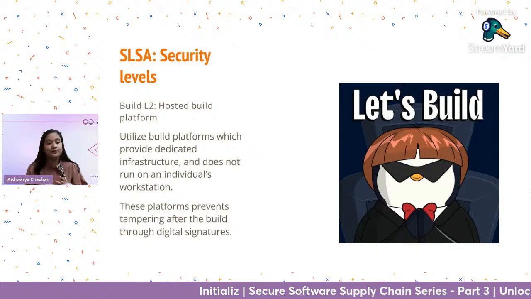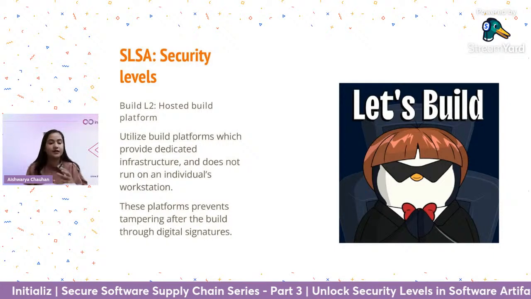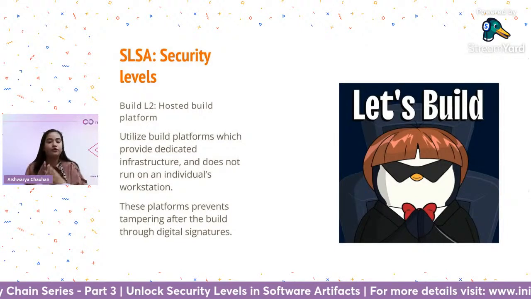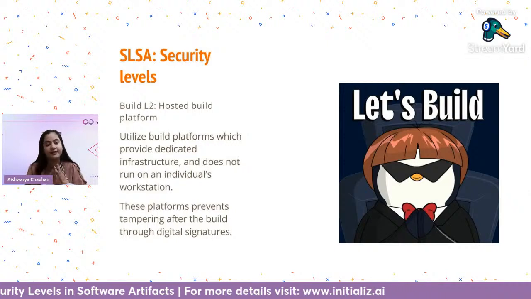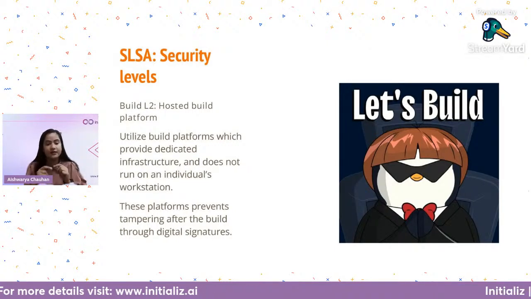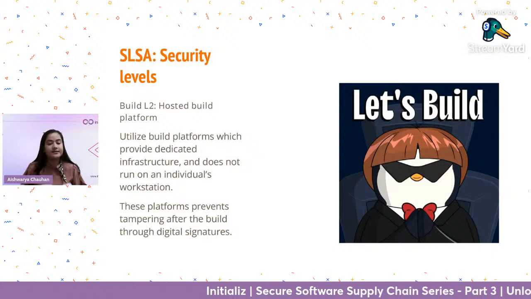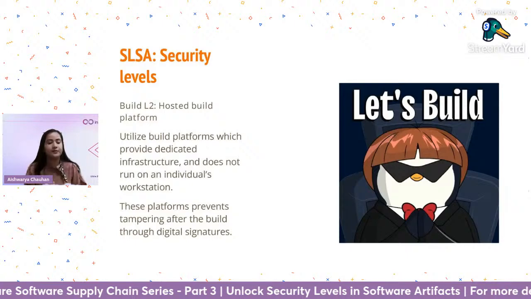Level 2 is built on level 1. It uses build platforms, so it cuts the hassle and you don't have to worry about it. The build platforms provide dedicated infrastructure and digital signatures. These digital signatures make sure tampering is not taking place, and the build is attack proof. It also reduces the attack surface by limiting builds to specific build platforms.